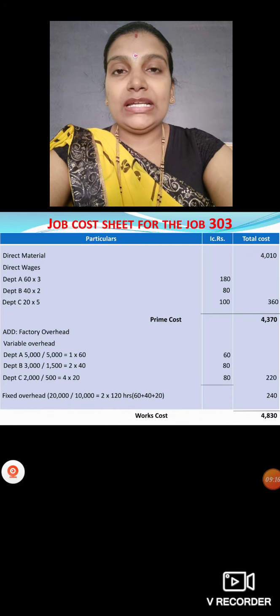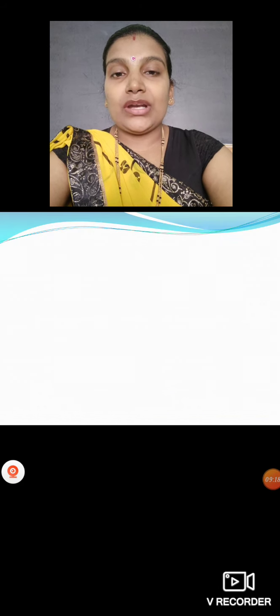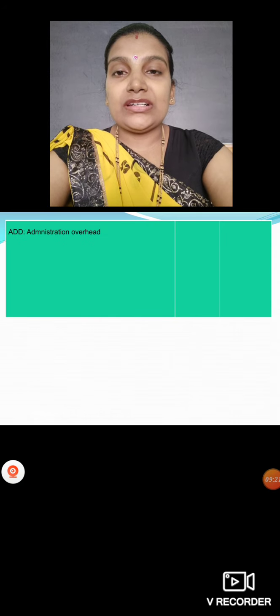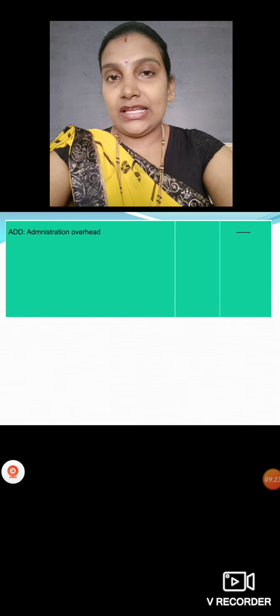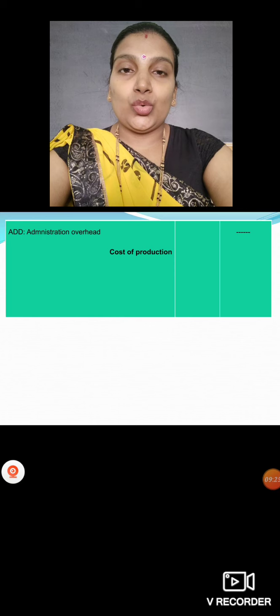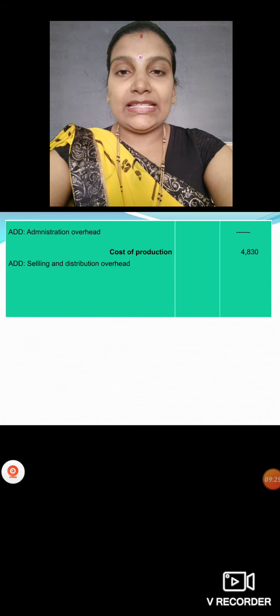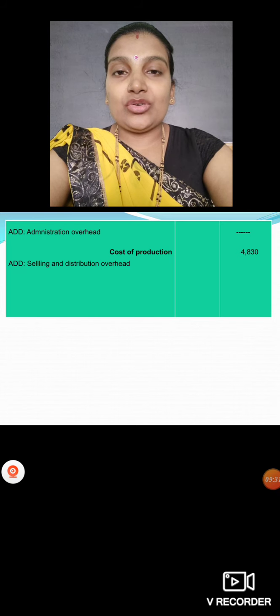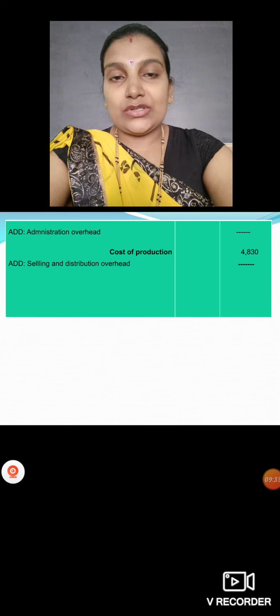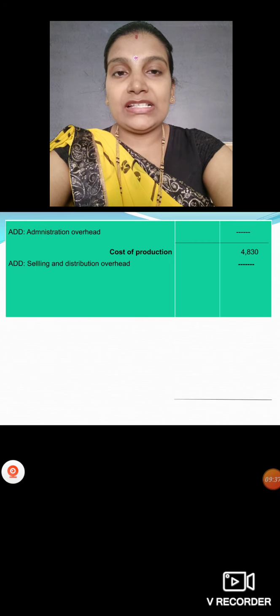It is 4,830. The next overhead which we have is administrative overhead. They have not given anything regarding office expense. So cost of production will appear the same, 4,830. Then selling and distribution overhead, how much do we have? Nil, because selling expense also they have not mentioned. So cost of sales, how much will we get?